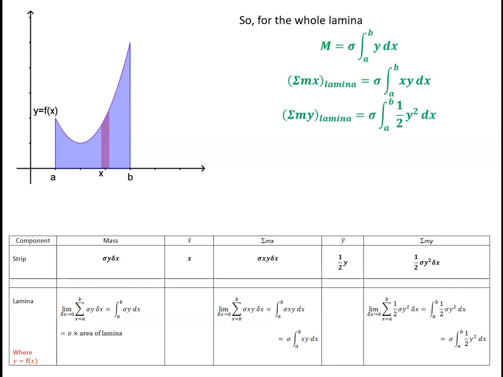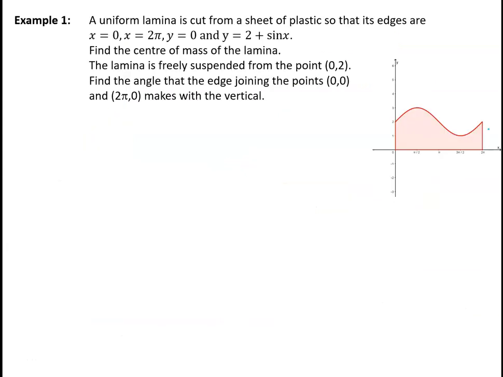So now I have those three results for the whole lamina. So I can deduce that the x-coordinate of the centre of mass for the whole lamina is the sum of the mx's for the whole lamina divided by the mass, which is the integral between a and b of xy divided by the integral between a and b of y. And for y bar, it's the integral between a and b of a half y squared divided by the integral between a and b of y. So let's have a look at this in practice.